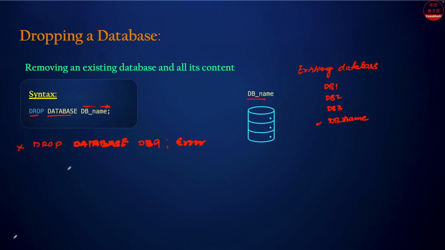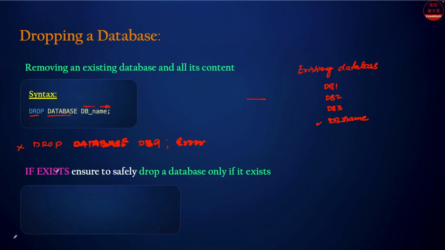So what is the solution to prevent this error smartly? We can use the if exists clause that will ensure that we safely drop a database only if it exists, right? If it does not exist, then it will just give us a warning. So what is the syntax for that? You will write drop database, and after that you will add your clause if exists and then your database name, right?